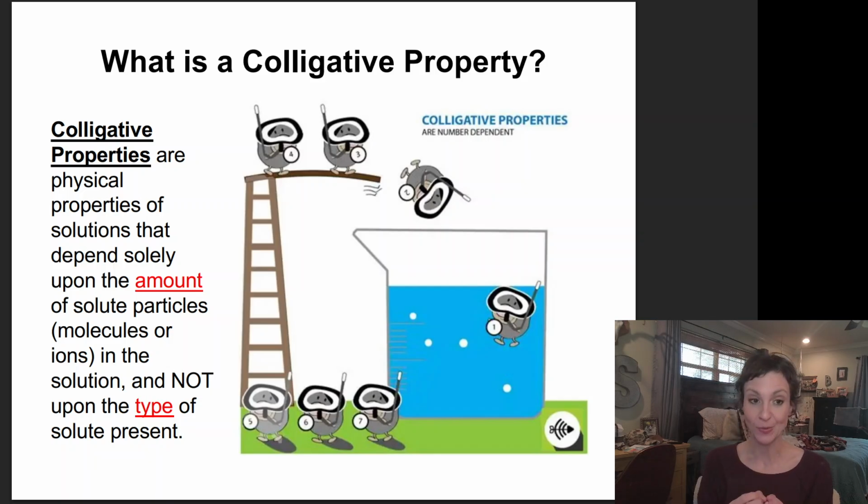And solute particles, once again, can be molecules or ions within the solution, and not at all upon the type of solute present. This just means I do not care what it is that you dissolve into water. I do not care if it is ionic, covalent, whatever, but it's going to affect the physical properties of that original solvent itself than if there were nothing in there to begin with. Okay, it does not matter what that type of particle is that's dissolved as the solute. It just matters how much of that solute is present.